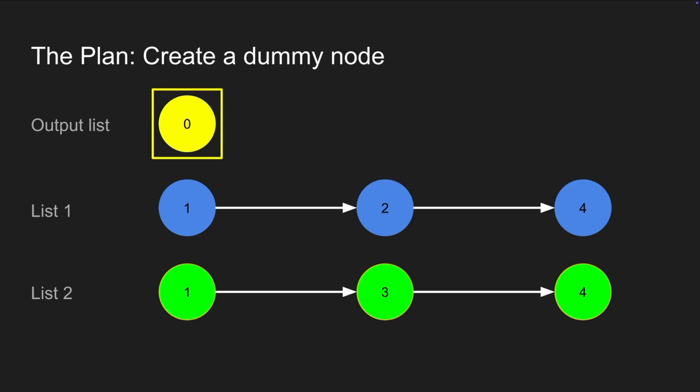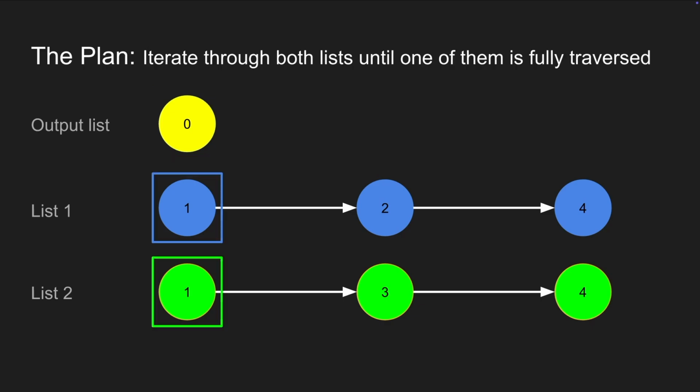Here's how we'll approach this problem step by step. First, let's start with a dummy node as the head of our merged list. In this case, let's give it a value of 0. Then, we'll iterate through both lists until one of them is fully traversed. At each step, we'll compare the current values of the nodes from both lists. If the value from list 1 is less than the value from list 2, we'll add the node from list 1 to the final list. Otherwise, we'll add the node from list 2. This way, we build the merged list while maintaining the correct order.